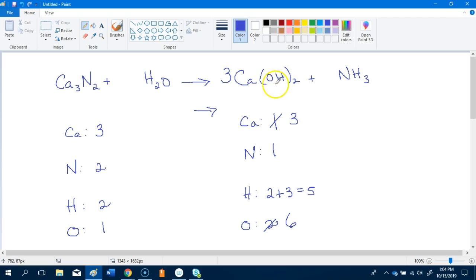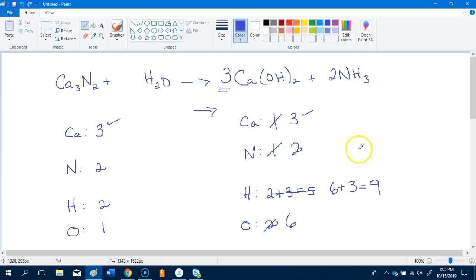And then 2 hydrogens times 3 is going to give me 6 hydrogens here, plus my 3, which will give me 9 altogether. So 2 hydrogens times 3 is 6, plus 3 is 9. So that coefficient of 3 balances my calciums for now. Next, I'm going to balance my nitrogens. I have 2 here. I'm going to need to put a 2 in front of this. That changes my nitrogens to 2.